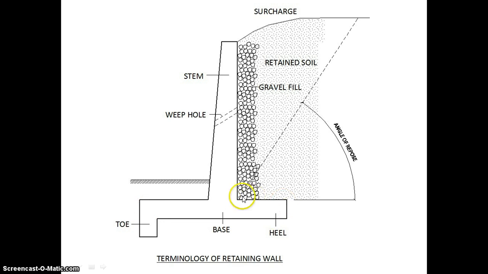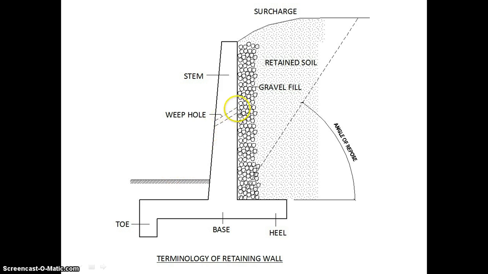Now the heel has got a specific purpose. You will see that the retained soil is imposing a load on the heel, and therefore you will see that the overturning of the retaining wall, which is caused due to the retained soil, is counterbalanced because of the load of the retained soil on top of the heel. So this is the purpose of the heel.